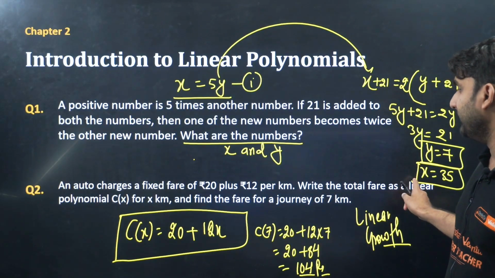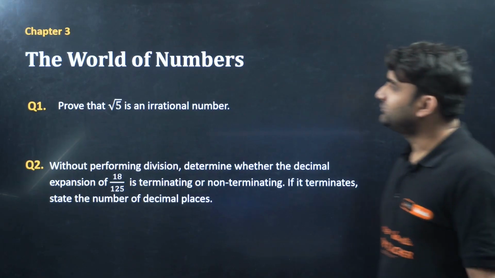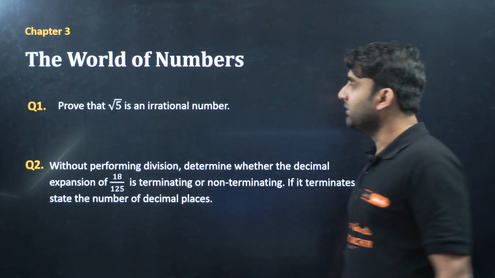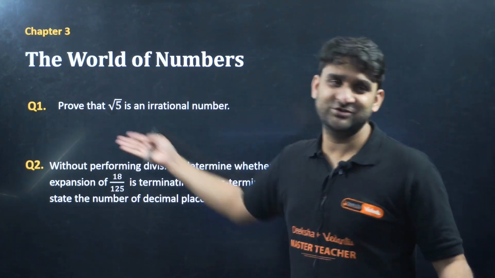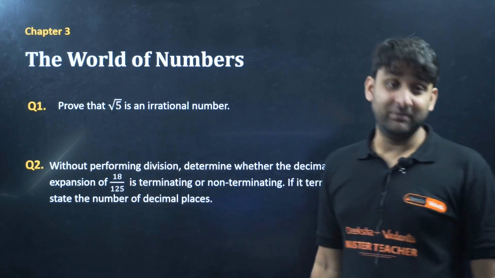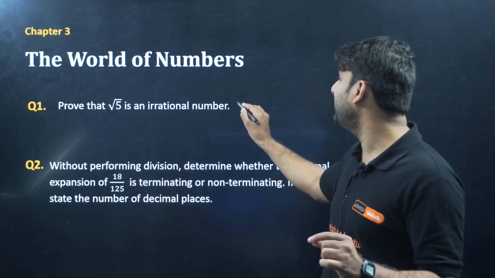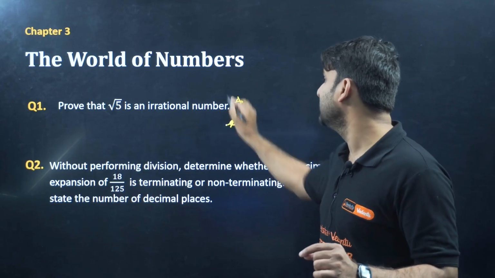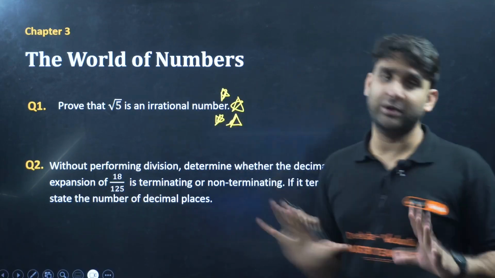Okay, moving ahead. Let's talk about chapter number 3, the world of numbers. So basically it's the first question, which is a very common and evergreen question. Prove that root 5 is an irrational number. Please prepare this question for your exam, guys, for your midterm exam. This is a really important question.